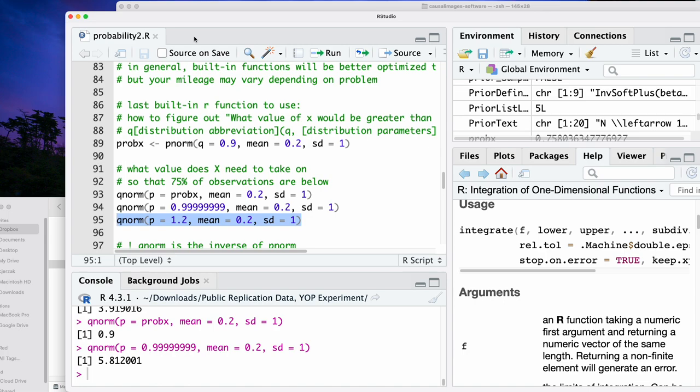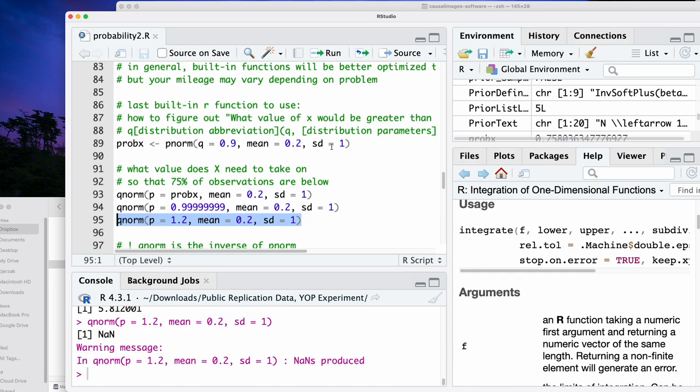Yeah, so in this case, if P was 1.2, we would basically be asking what value does X need to take on so that 120% of the observations, on a resampling basis, would be below it. So this wouldn't really be defined. It might give you something, but I think it most likely will just give you an NA, because once you get to 1 in probability, you can't get any higher.